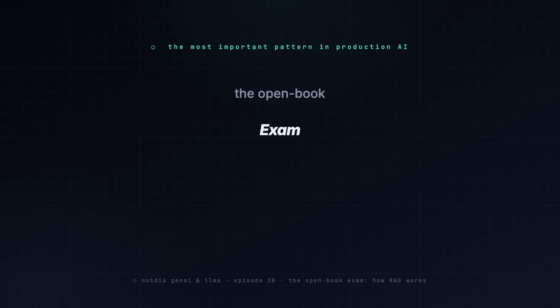A plain model is a closed book exam taker. It answers from memory, and when memory is fuzzy, it confidently invents. RAG hands it the book.